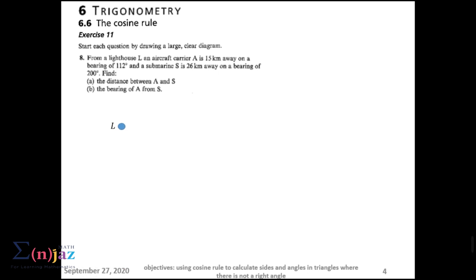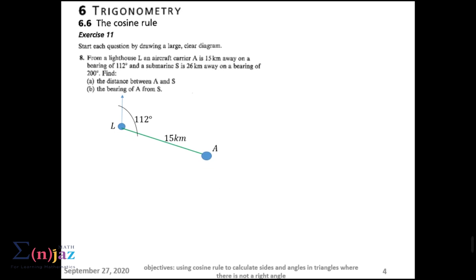An aircraft carrier A is 15 kilometers away on a bearing of 112. So from the lighthouse, we're going to draw the north sign. From the north and clockwise, we're going to measure the 112 degrees. So this is the 112. We know the direction of the aircraft, and the distance from the lighthouse to A is 15 kilometers. So this is A, the aircraft.